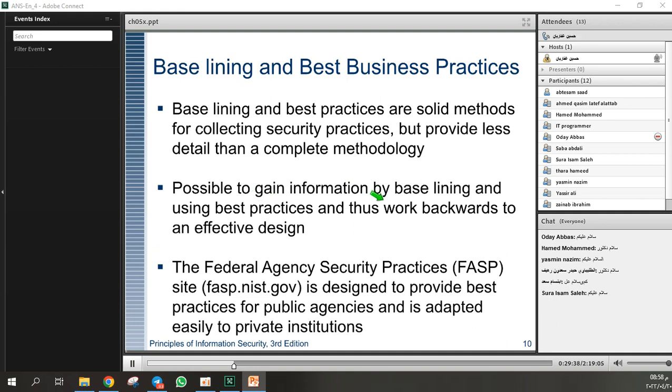And if I use best practice and baselining from different companies and organizations, I know that, for example, organization X used this strategy. Okay, I can check it. That organization is successful. So if I follow that strategy, I can be successful, and my security design could be effective.